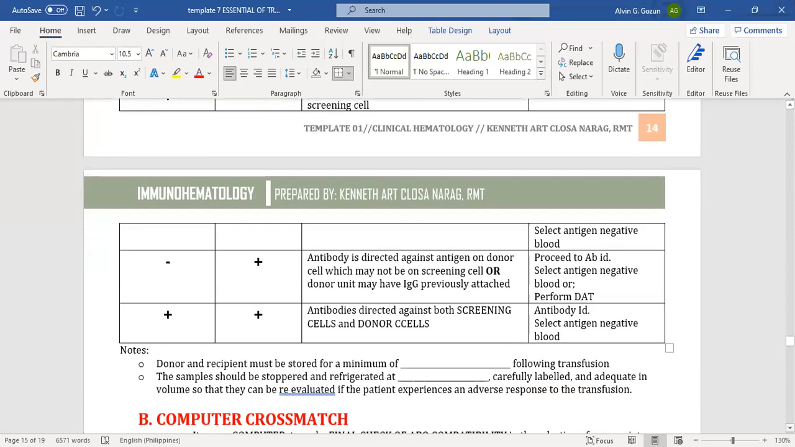So sabi dito, may notes ako dyan, donor and recipient samples must be stored for a minimum of how many days again following transfusion? 7 days. The sample should be stoppered and refrigerated at anong temperature? 1 to 6 Celsius. Okay, it should be carefully labeled and adequate in volume so that they can be re-evaluated if the patient experiences an adverse response to the transfusion.